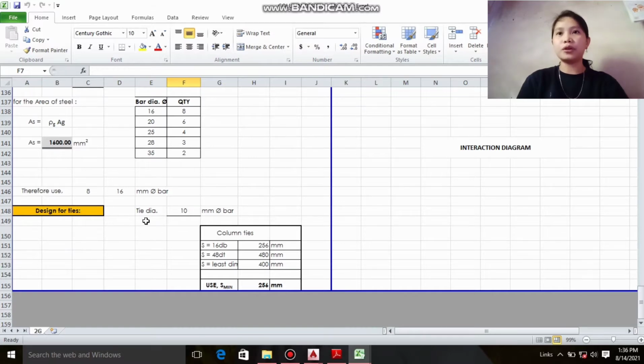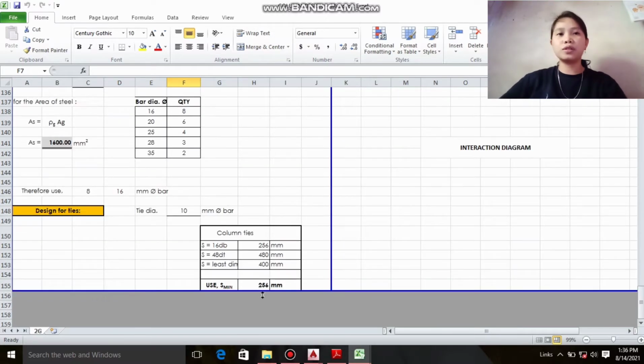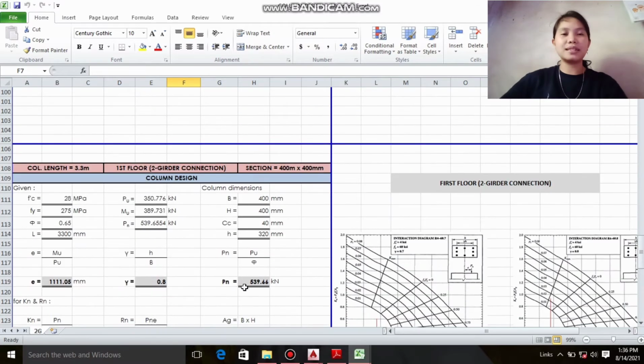And for the design for ties, the tie diameter is a 10 millimeter bar. The column ties are 256 mm, 480 mm, and 400 mm for the lesser diameter. So use a spacing minimum of 256 millimeter.